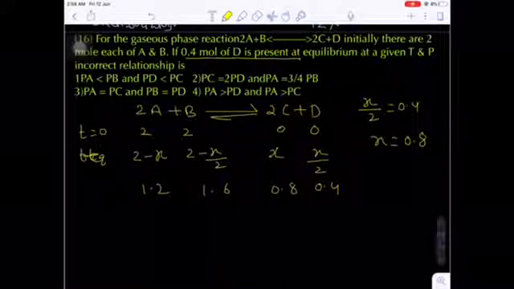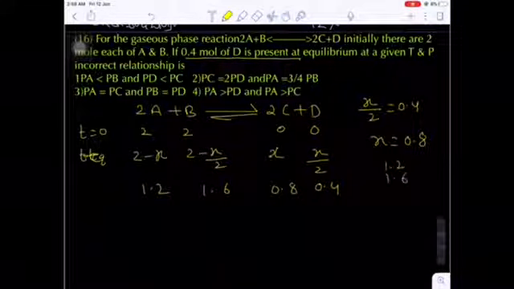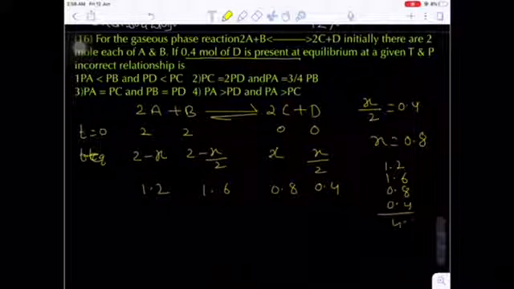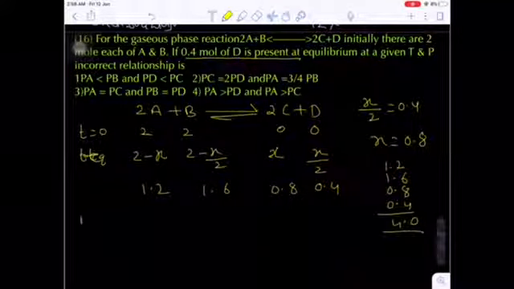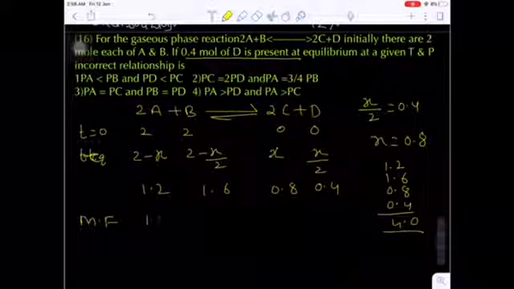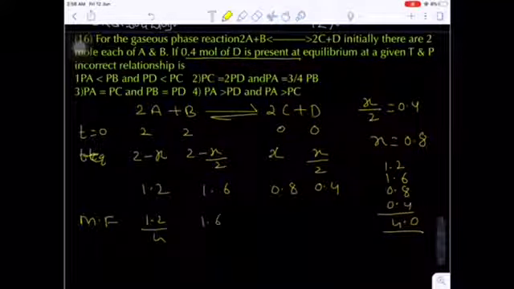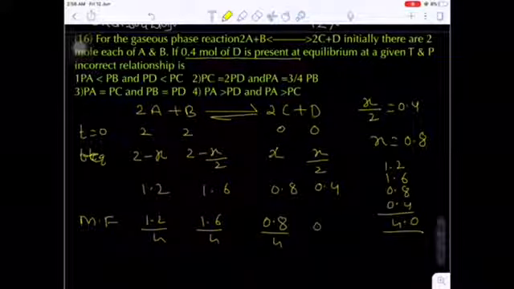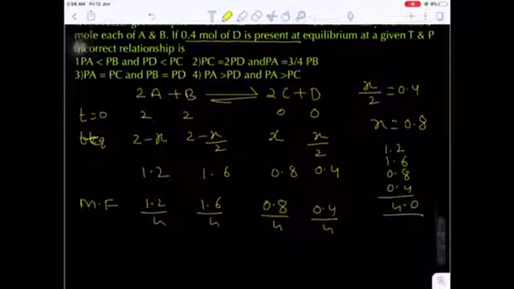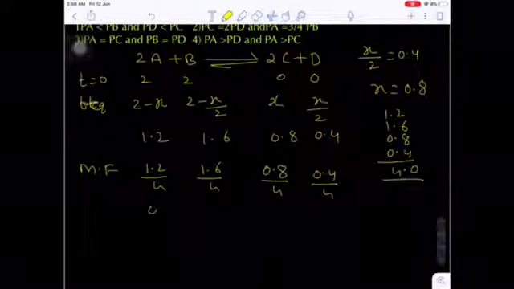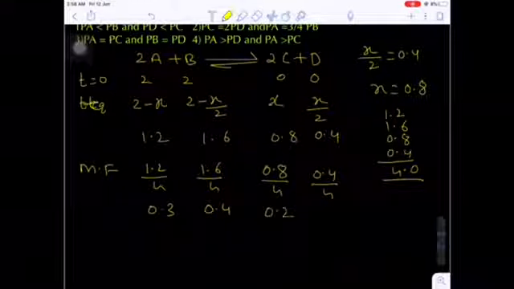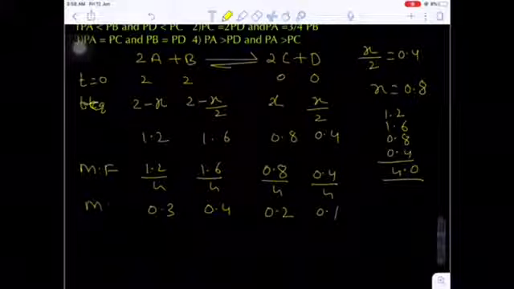Okay. Now how many total moles? Total number of moles: 1.2, 1.6, 0.8, 0.4. Total number of moles at equilibrium is 4. So I am calculating the mole fraction: given moles by total moles, for each one. Okay. After that, finally we are getting the mole fractions 0.3, 0.4, 0.2 and 0.1.